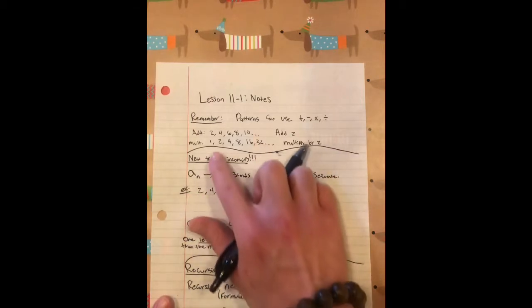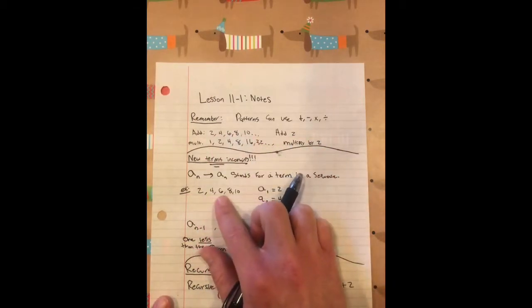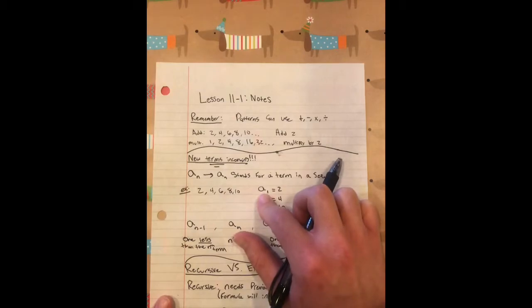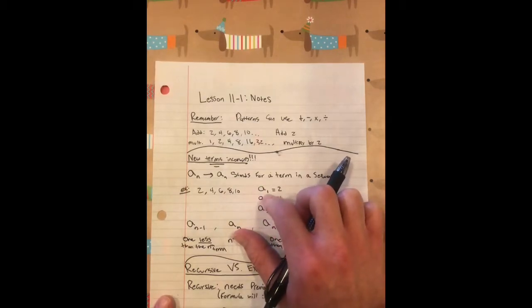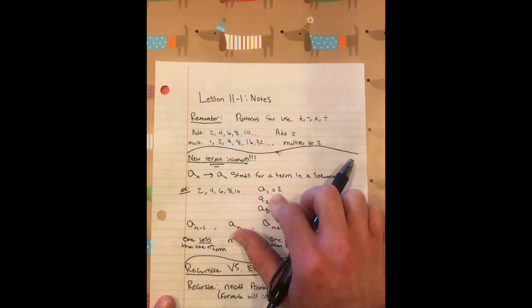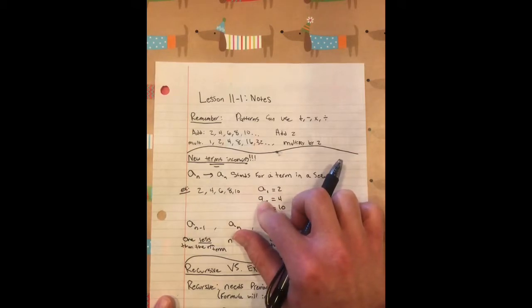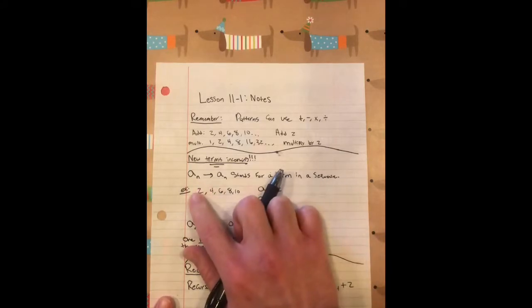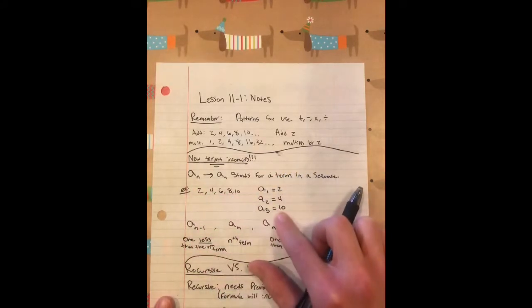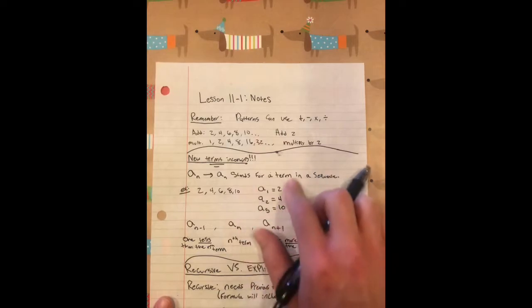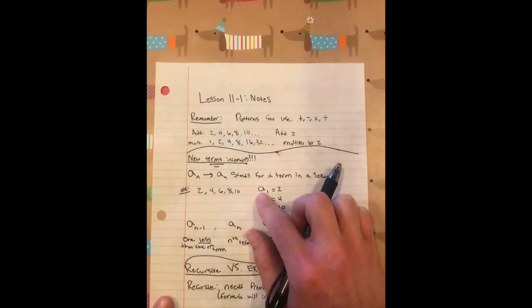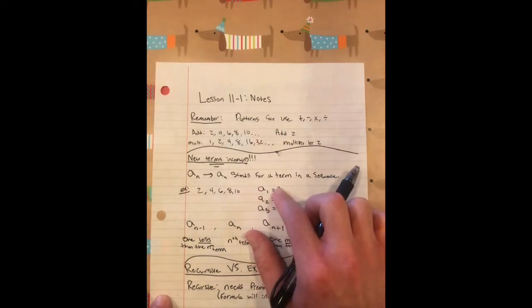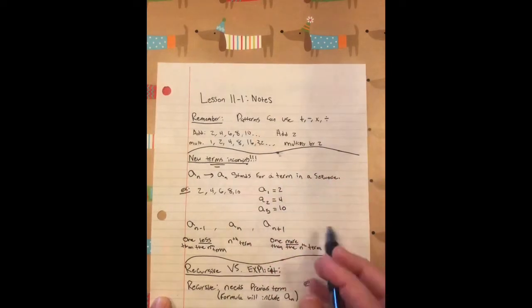So if we look at the example, 2, 4, 6, 8, 10, a sub 1 would be 2. The first term in the sequence is 2. The second term in the sequence is 4. The fifth term in the sequence, 1, 2, 3, 4, 5, is 10. So it just stands for, hey, what term are you looking for in the sequence? And then you convert it to the answer.